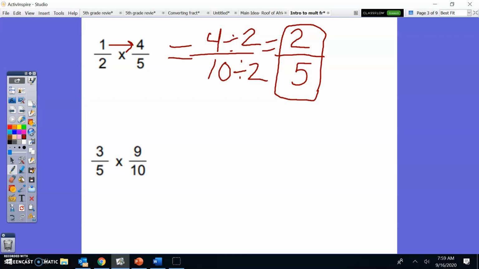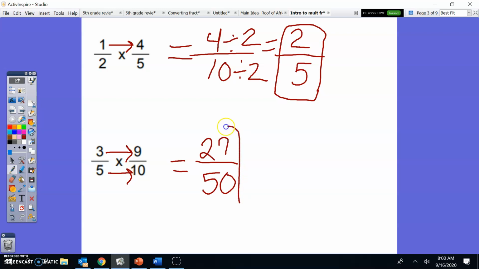Let's try the second one. 3/5 times 9/10. Same thing, I'm going to go straight across. 9 times 3 is 27. 5 times 10 is 50. So my answer is 27/50. Now, I want to double check here to make sure I can't multiply or divide anything into either top or bottom. 27 is actually a prime number, so 27 over 50 is my final answer, 27/50.